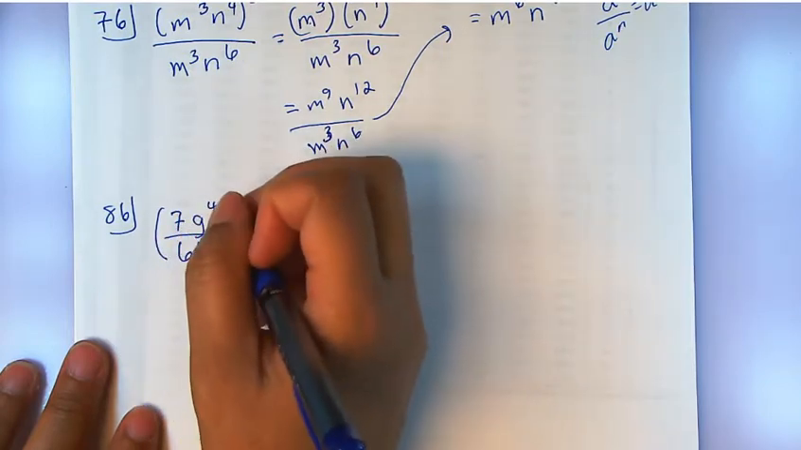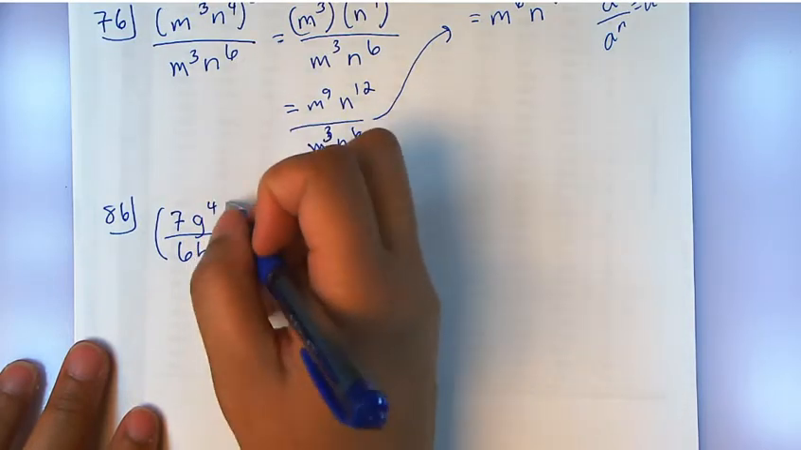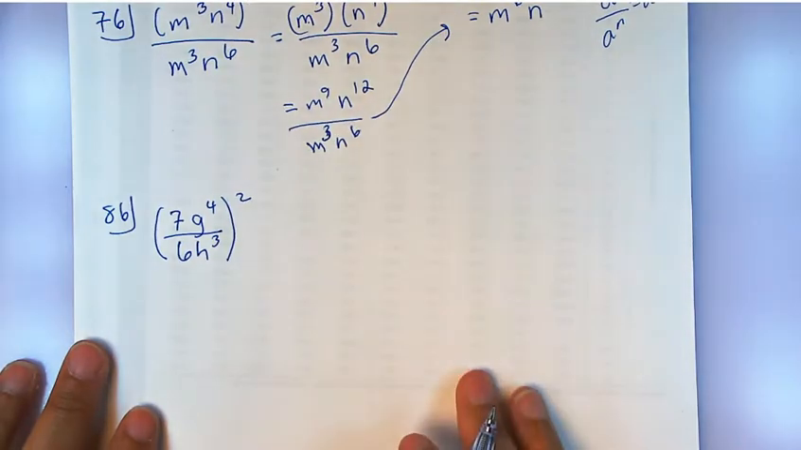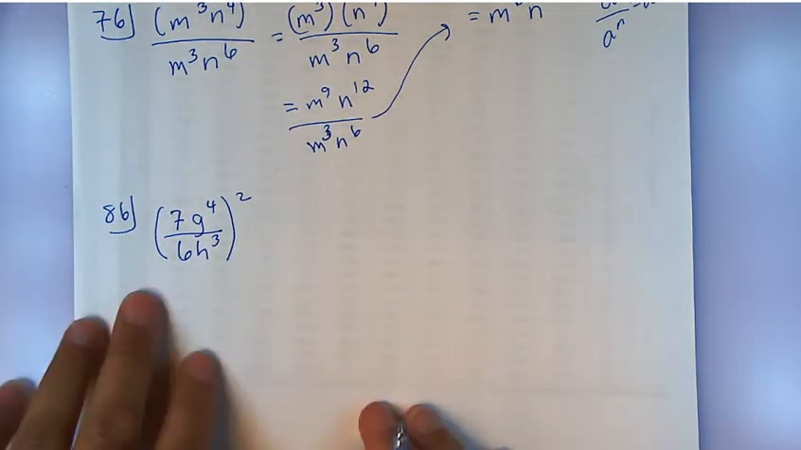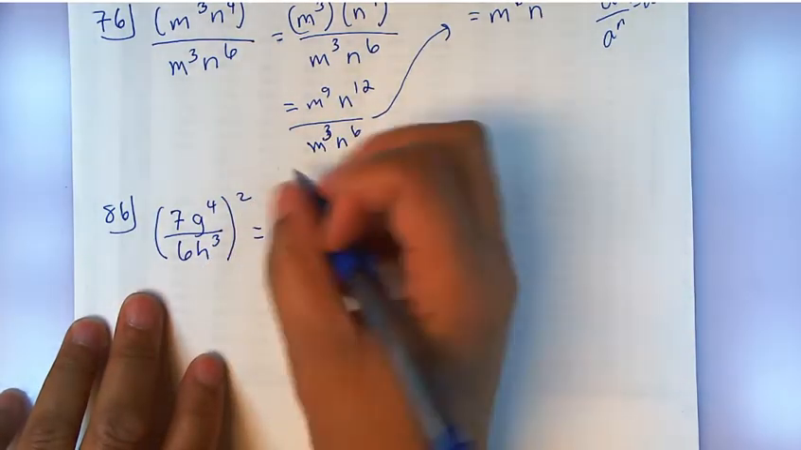It says use the power of the quotient rule for exponents to simplify each expression. So we want to simplify this expression. It's called power over a quotient, and so we're sharing that 2 to everybody. Well, I'm going to shortcut it. No, I'm not. Let's do it.